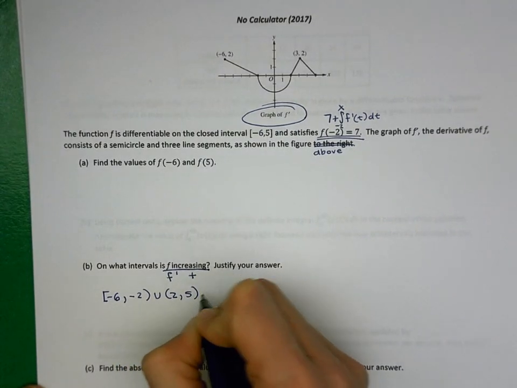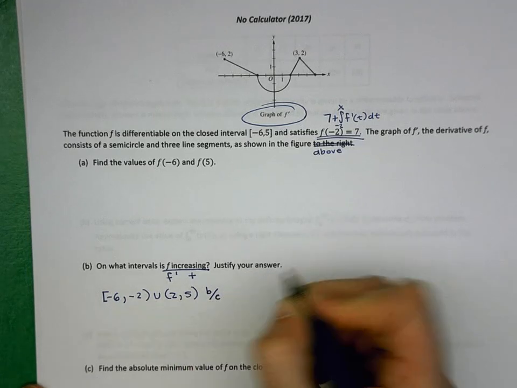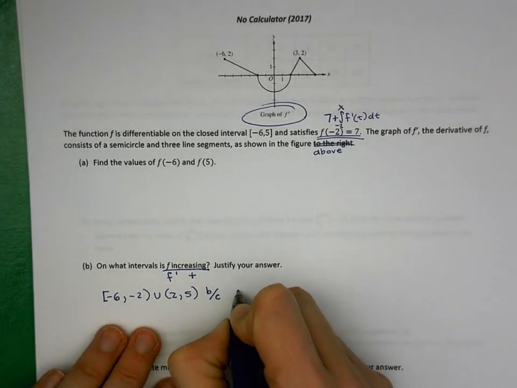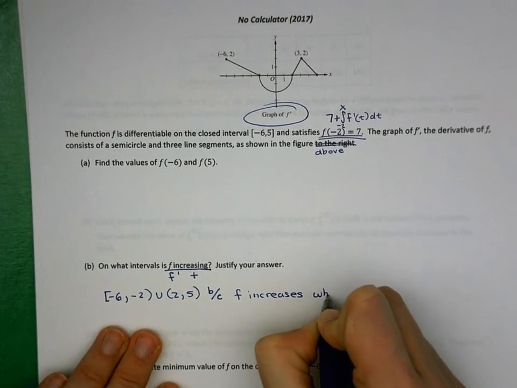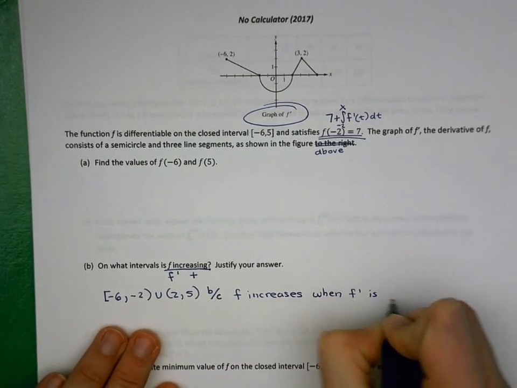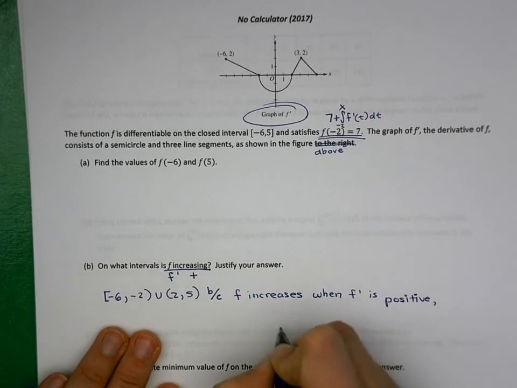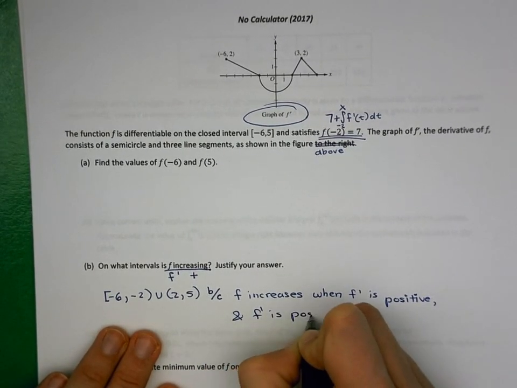Okay, and then justify your answer. Remember we talked about the fact justify can be words or work. I myself am going to do words on this one because there's not really work that effectively justifies why this is true. But because f increases when f prime is positive, and f prime is positive on those intervals.